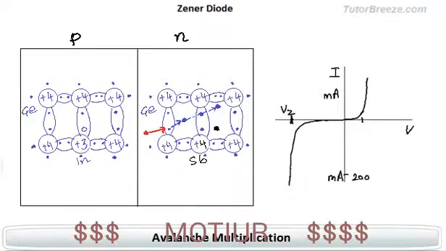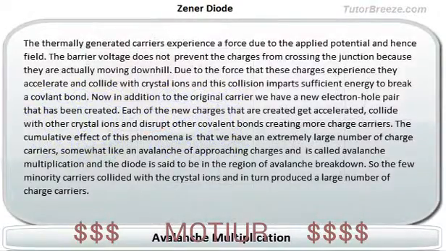It's somewhat like an avalanche of approaching charges, and this is called avalanche multiplication, and the diode in this case is said to be in the region of avalanche breakdown. So you can see that the few minority carriers collided with the crystal ions and in turn produced a very large number of charge carriers, which results in a large current. Now, this was one mechanism by which charges were produced.